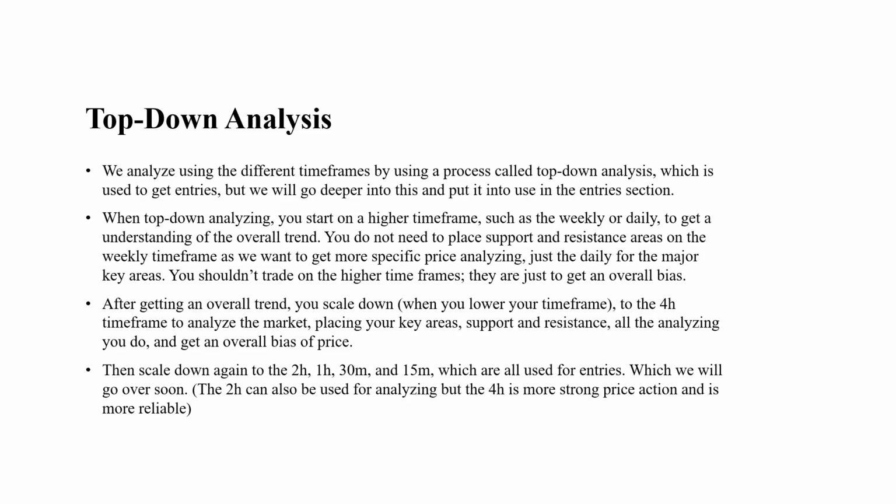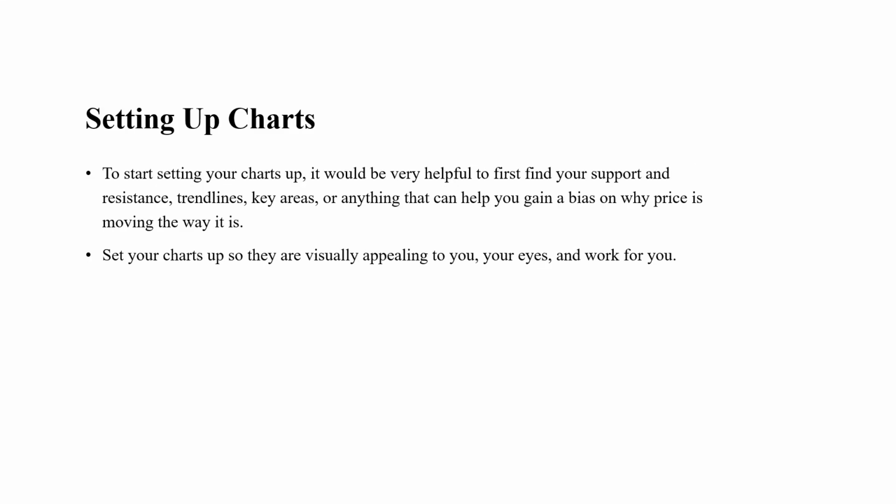So after getting an overall trend, you scale down when you lower your time frame, which is called scaling down, to the 4 hour time frame to analyze the market, placing your key areas, support and resistance, all the analyzing you do to get an overall bias of price. Then you scale down to the 2 hour, 1 hour, 30 minute, and 15 minute, which are all used for entries, which we will go over soon. The 2 hour can be used for analyzing, but the 4 hour is more strong price action and is more reliable.